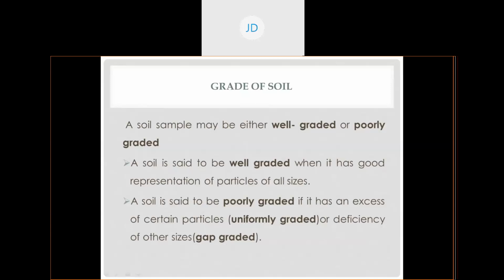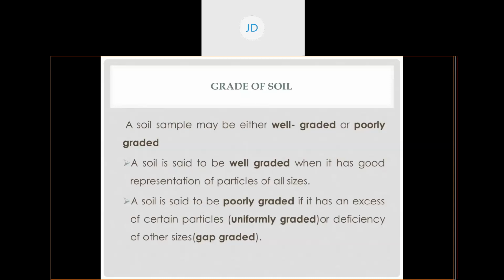So I just want to summarize here. Grade of soil may be of two types: well graded or poorly graded. A soil is said to be well graded when it has a good representation of particles of all sizes. If the soil is poorly graded and has an excess of certain particles, it will be known as uniformly graded. And if it has a deficiency of other particles, then it may be known as gap graded or skip graded.